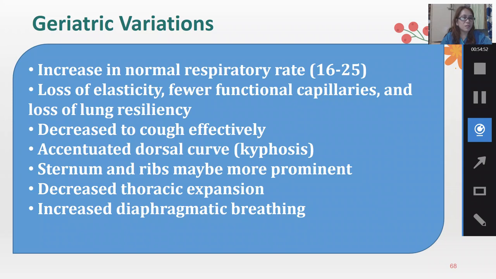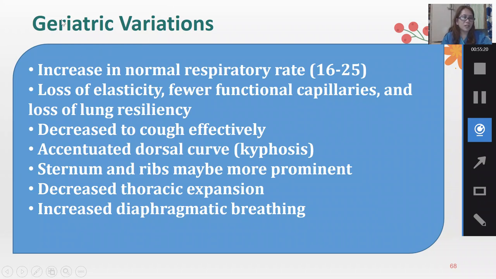There is also decreased ability to cough effectively. And then, meron silang kyphosis. Usually, kapag matanda na, nakukuba sila. Okay, dahil sa calcium na rin yan. Sternum and ribs may be more prominent, with decreased thoracic expansion and increased diaphragmatic breathing. So, hindi na kayo masyadong maaalarma ng sobra kapag yan ang nakita nyo.